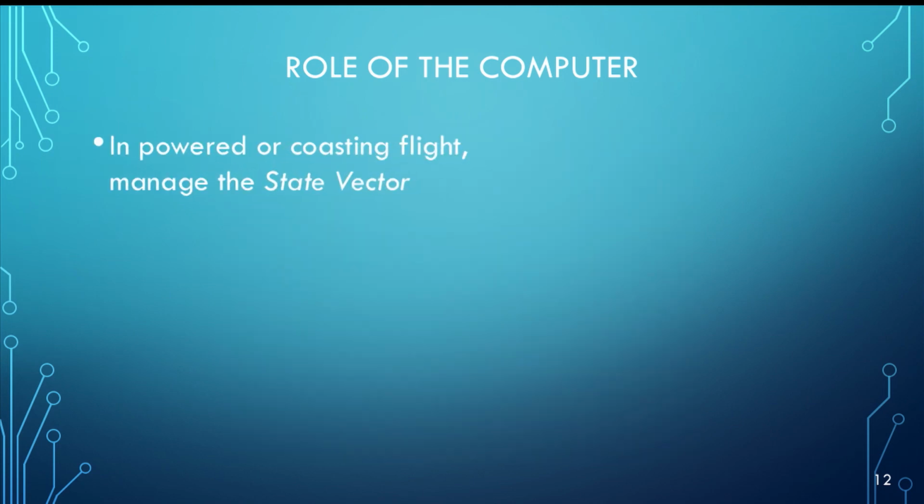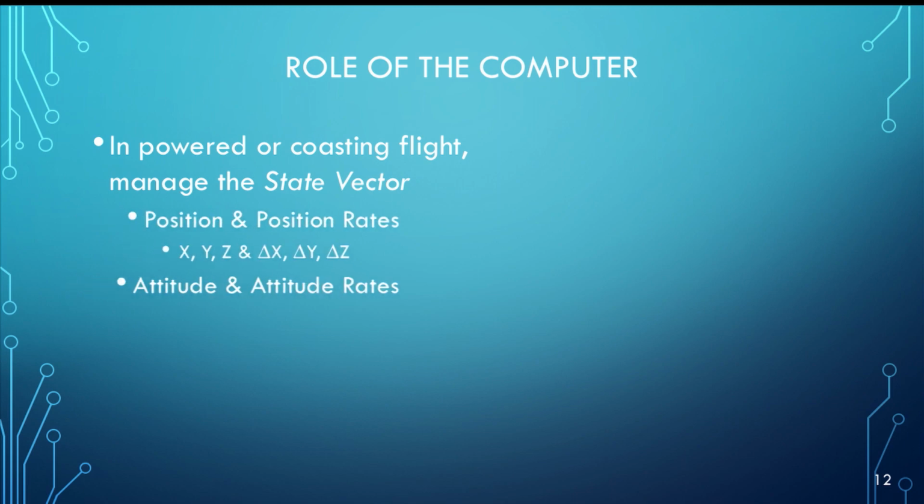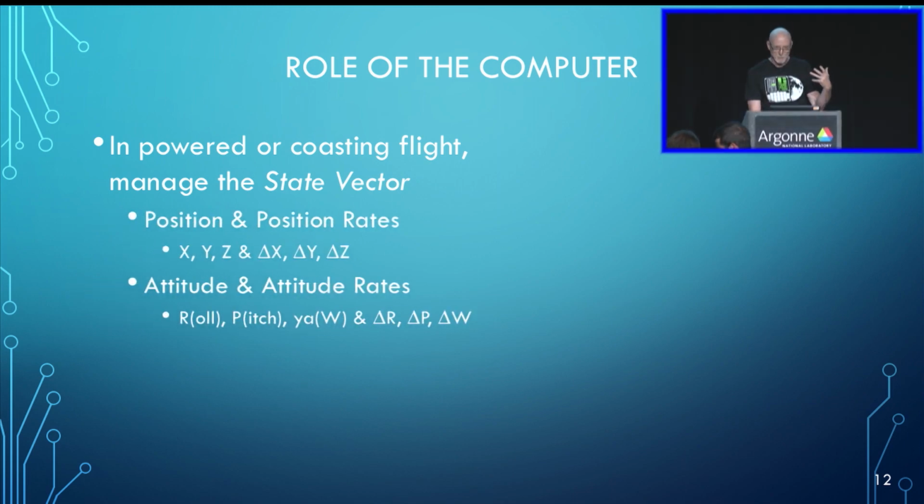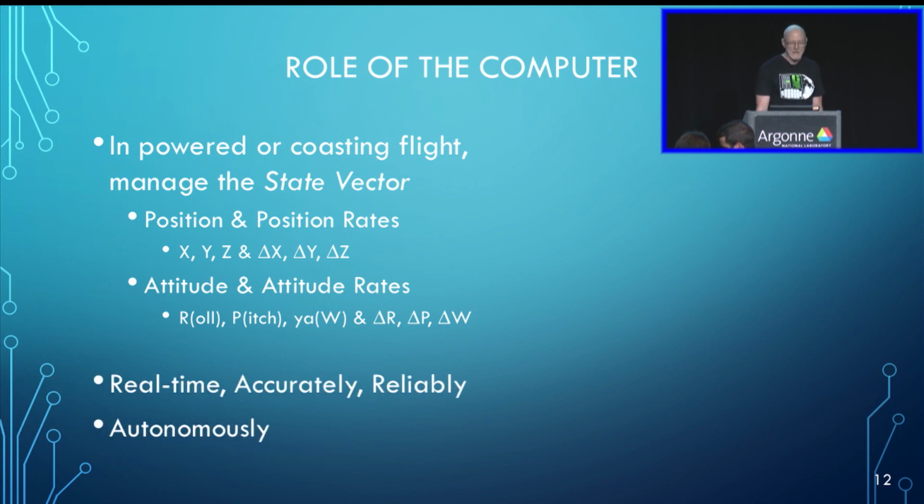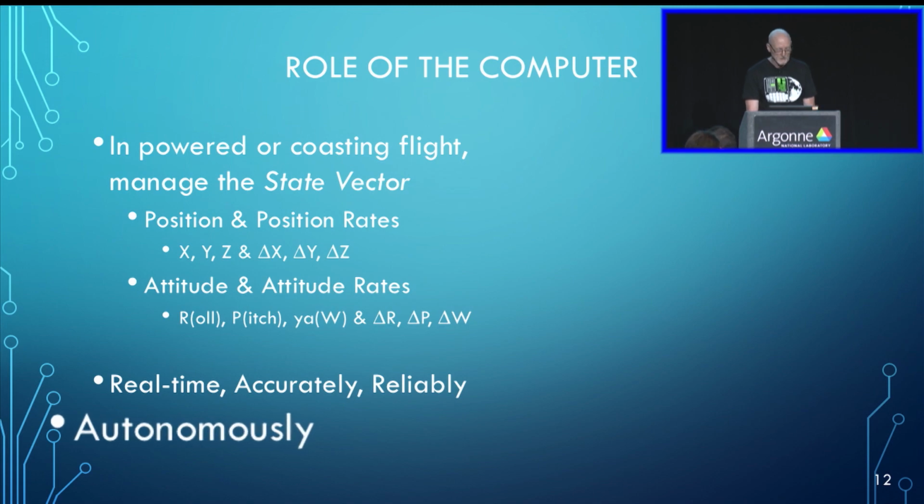So in powered or coasting flight, to manage the state vector, that means to maintain knowledge at all times of position, position rates, and attitude rates. And to do this in real time, accurately, reliably, and most importantly of all, autonomously.